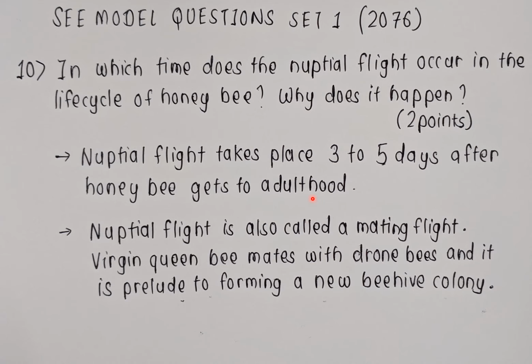So why does it happen? It's quite common in some insects. It's also called a mating flight. Basically, in the case of bees, the virgin queen bee mates with drone bees, and it is a prelude to forming a new beehive colony. Basically, you can say a newer queen will take over once the nuptial flight is over.